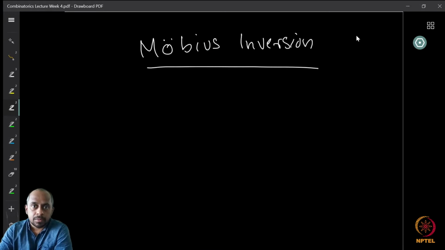Welcome back to this course on combinatorics. In last week's lecture, we took a very short survey of the notions related to partially ordered sets, and we hope to use it this week. So what we are going to do today is to look at a technique called Mobius inversion. This gives us inversion formulas that can be used as we did in the case of inclusion-exclusion, and other topics.